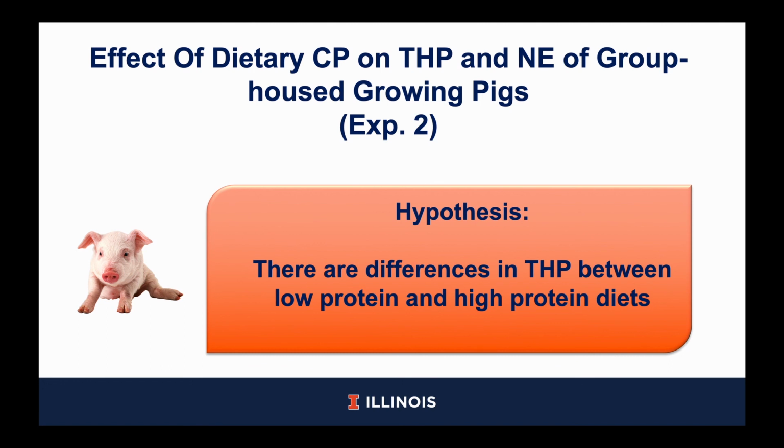The second experiment has the hypothesis that there are differences in total heat production between low protein and high protein diets. It is believed that the animals that are fed with a high concentration of protein will spend more energy in metabolism of the excess amino acids, and therefore the net energy will be lower.